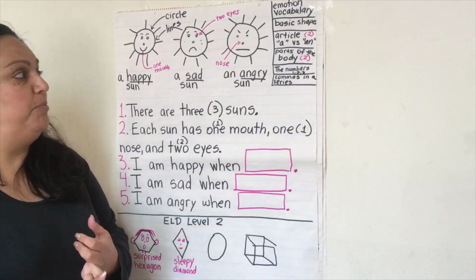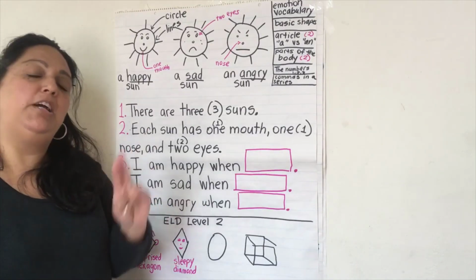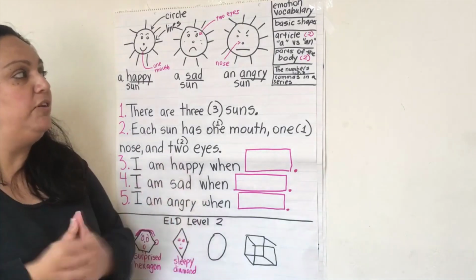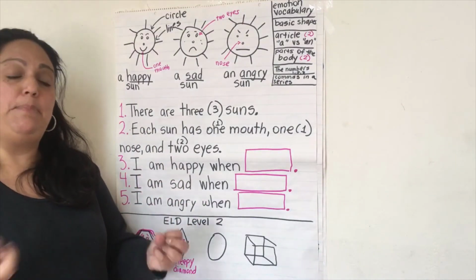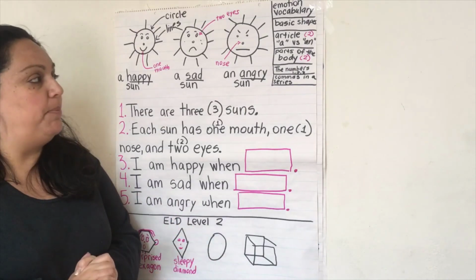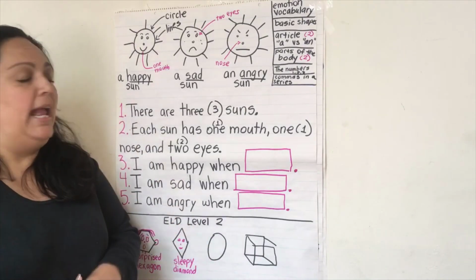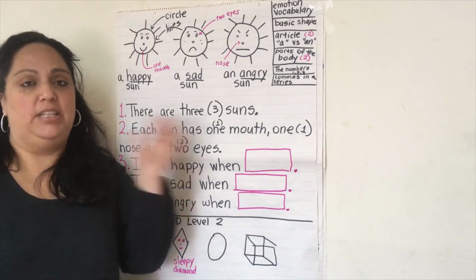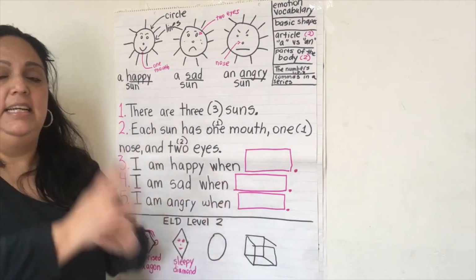We're going to talk about a couple of basic shapes. If you have a couple of ELD 2s or higher level newcomers, we're going to talk about expanding this with a versus an in terms of articles, a couple of parts of the body, numbers 1, 2, and 3, and commas in a series. Okay, so this activity contains something for all of that.